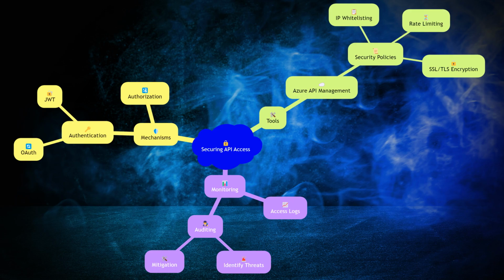Securing API access is paramount to protect sensitive data and ensure that only authorized users can interact with your API. This involves implementing authentication and authorization mechanisms, such as OAuth or JWT. Additionally, you can use Azure API Management to enforce security policies, such as IP whitelisting, rate limiting, and SSL/TLS encryption. Regularly monitoring and auditing API access logs is also essential for identifying and mitigating potential security threats.